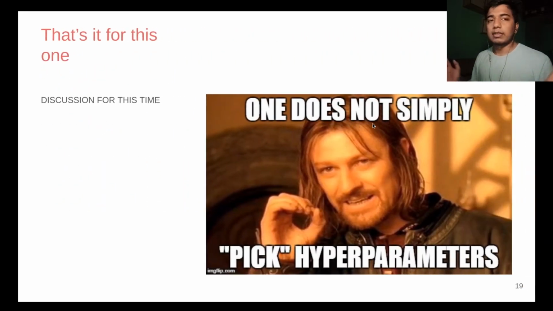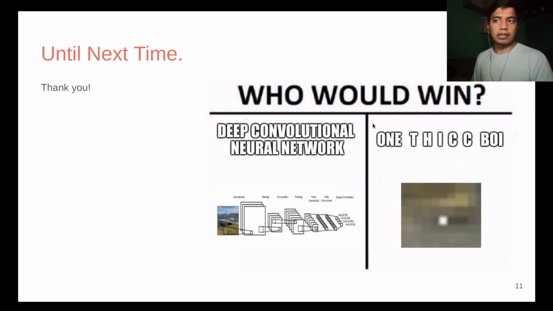Now, that's it for today. Last time we had a quiz which went like this: what would happen between a deep convolutional neural network and one thick boy? The answer is you have to take a look at the single pixel attack. It's a paper that was written in 2016, and please feel free to Google and read through the paper's journey about how a single pixel could fool an entire trained neural network.